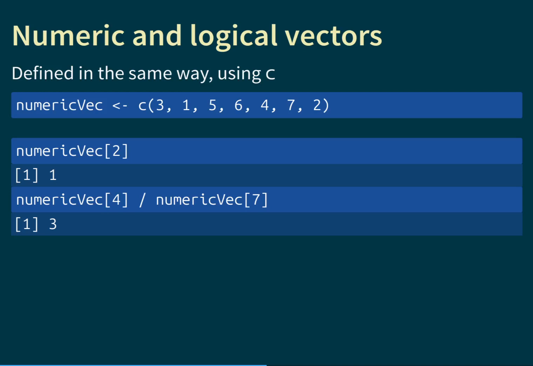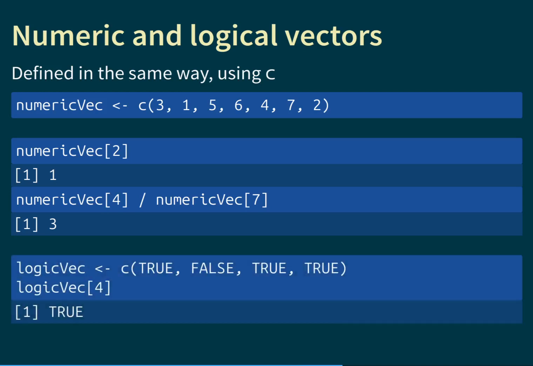Finally, just as an example, everything works in the same way with logical vectors, mutatis mutandis. So for example, if we have the logical vector that we call logic vec, and it's equal to true, false, true, true, and we ask for the fourth entry of this vector, then we immediately get back the result true, because the fourth entry in that vector is indeed the value true.